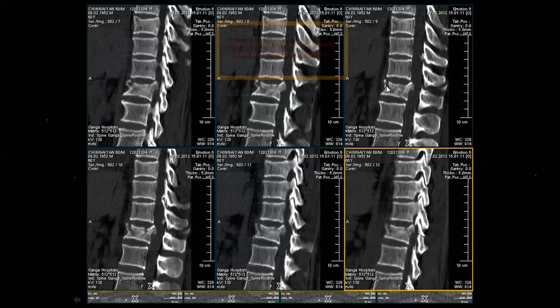There is a flexion injury along with the distraction of the posterior ligament. There is rupture of the supraspinous ligament. So this should be a flexion distraction type of injury. What is the score? It's 4.